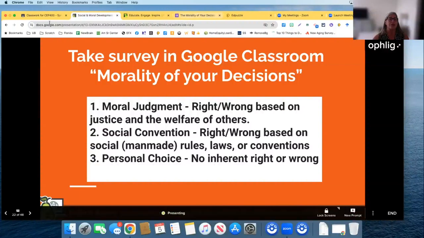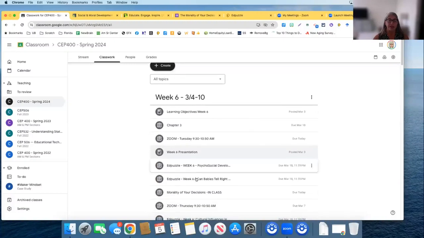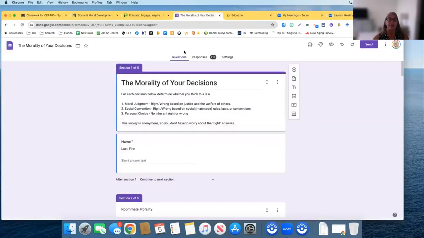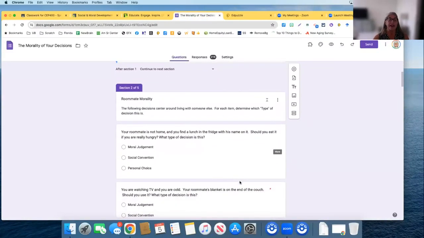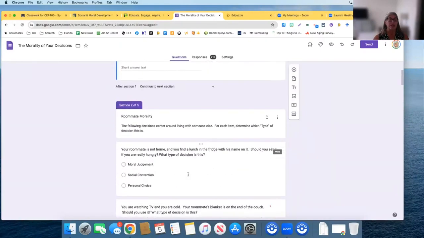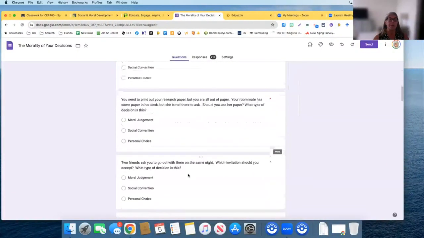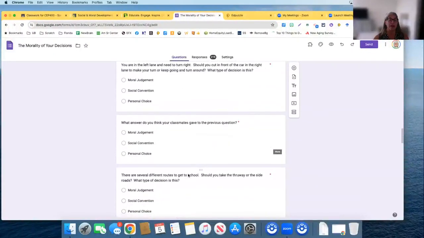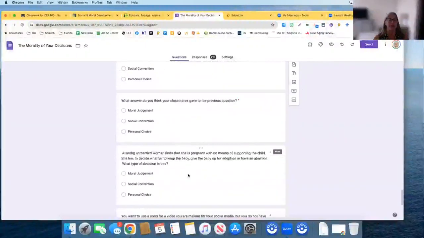So what I'd like you to do is go to Google Classroom now and open up, in week 6, you'll see morality of your decisions. And this is what it looks like. So you'll put your name, and then you're going to read the scenario and then decide, is this a moral judgment? Is this a social convention? Or is this a personal choice? And complete the whole thing. You have different sections. You have rules of the road, roommate morality, school rules, and moral issues in society.